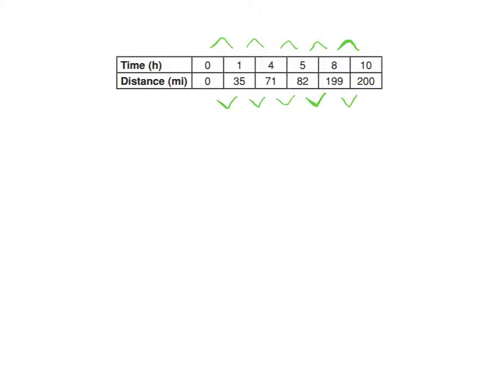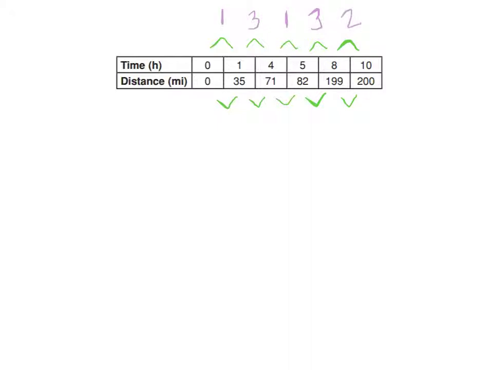So if we look at our time, we change from 0 to 1. That's a change of 1. I went up 1. I change from 1 to 4, a change of 3. We go up 3. 4 to 5 is a change of 1. 5 to 8 is a change of 3. And 8 to 10 is a change of 2.